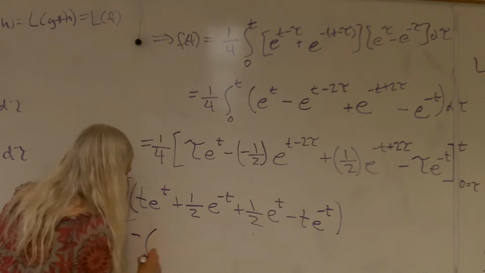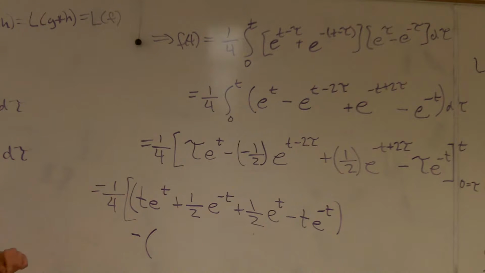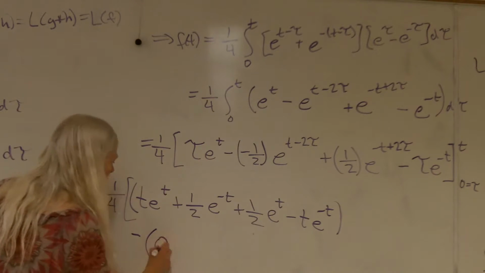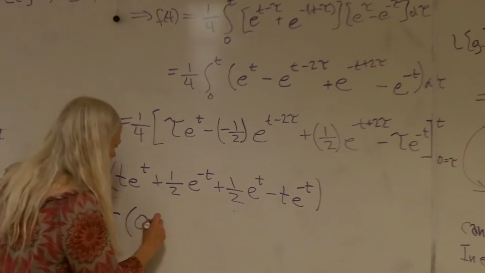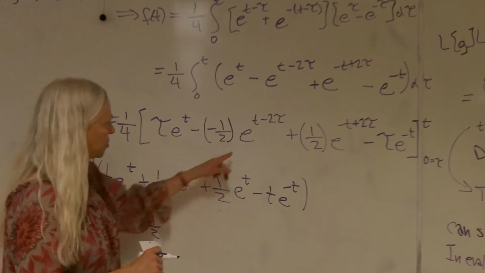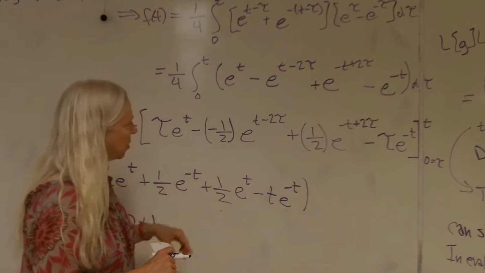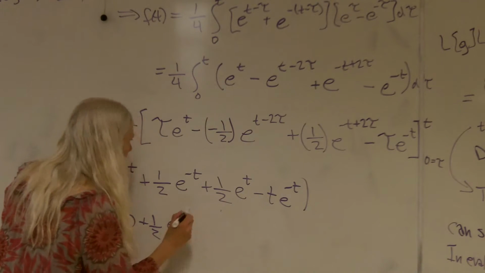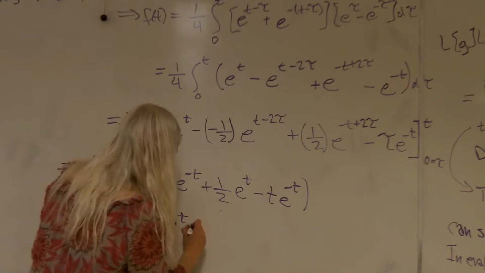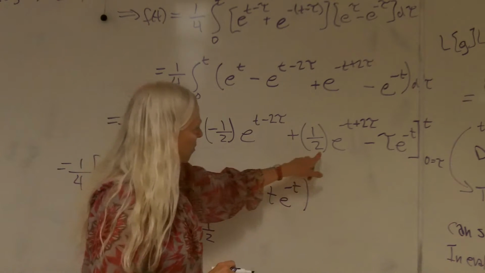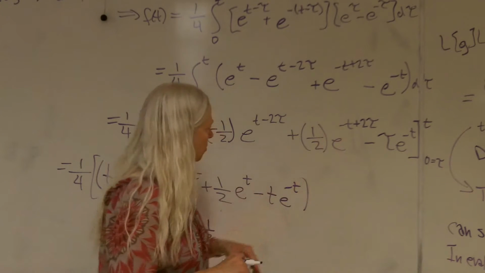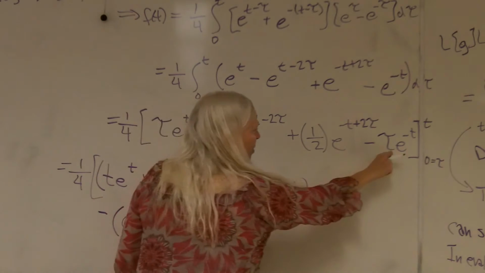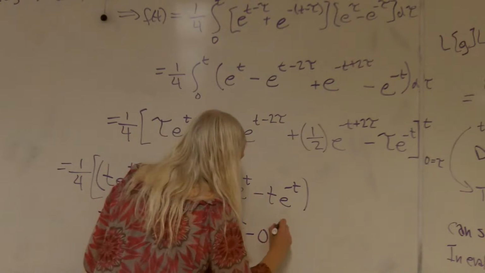And then from the lower limit, and we subtract because it's the lower limit. So now we're plugging in tau equals 0, so we get 0 from this first term. From this second term, when we plug in tau equals 0, we just get a 1/2 e to the t. From this term right here, when we plug in tau equals 0, we have a 1/2 e to the minus t. And when we plug in tau equals 0 on that term, we get 0.